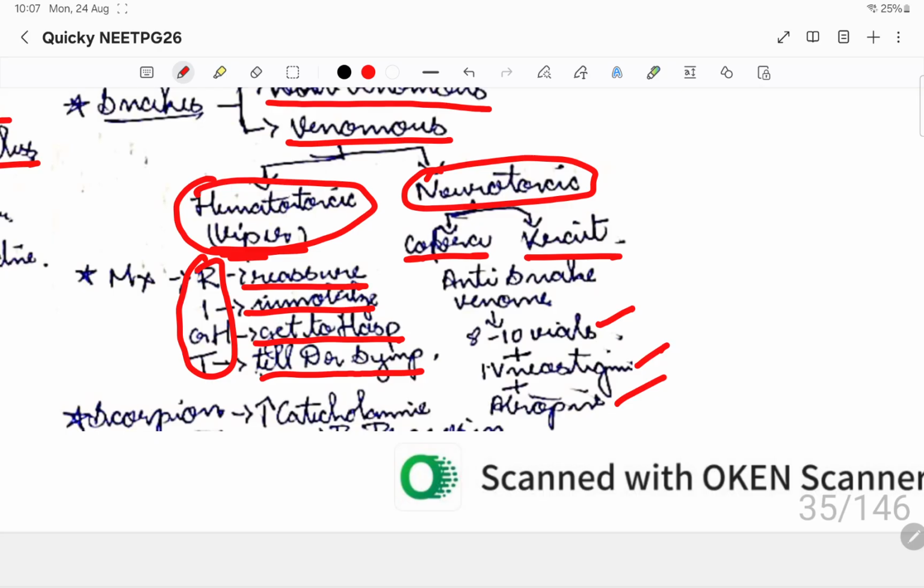Okay, so this is the management of venomous snakes. First we'll determine, most of them, 99%, will be non-venomous. If it is venomous, there will be obvious signs, so that is when we'll use vials. It is a maximum of 8 to 10 vials that we use, along with neostigmine and atropine. Then coming to scorpion bite, there is an increase in catecholamines, meaning increased adrenaline.